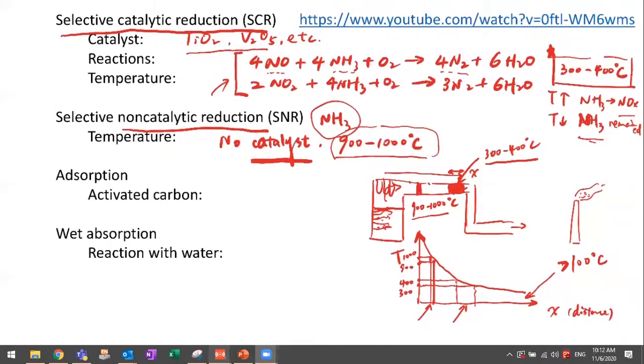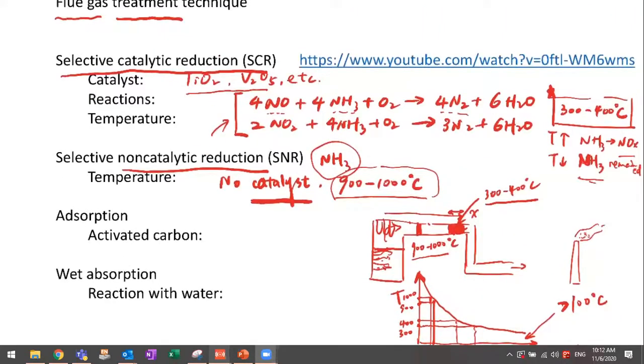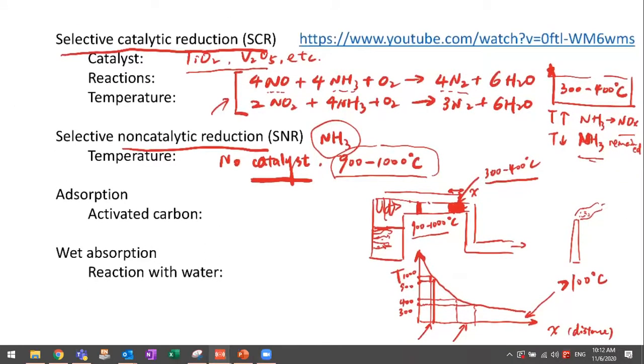So basically, for the SNR, that's going to be more difficult to control. Okay, so this is a major difference between the SCR and SNR. And we can also use the adsorption method, which is introducing activated carbon. The function of the activated carbon is that it has a very large surface area. Activated carbon can be very small particles, let's say a few microns, but they have a very large internal area, or surface area.